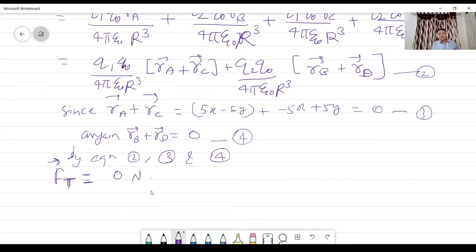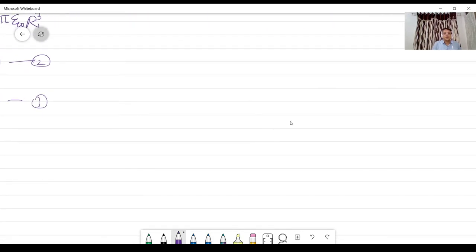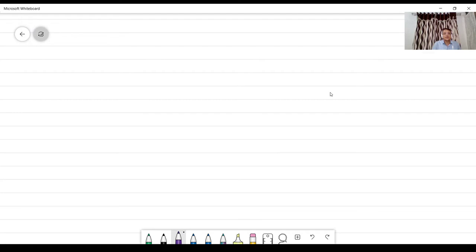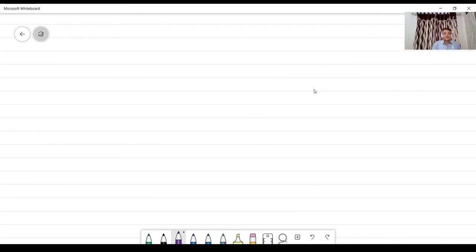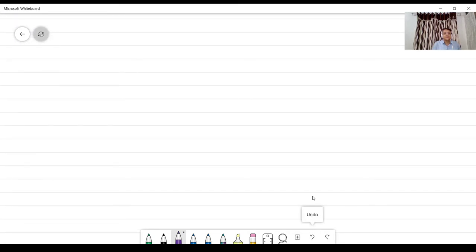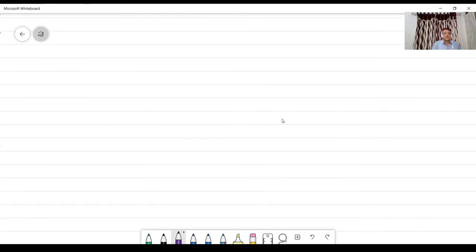So this is all about this sum, where I have solved this sum by vector geometry also. Let's switch to the next sum. In the next sum, there's a triangle concept. I'll let you know what the next sum is.